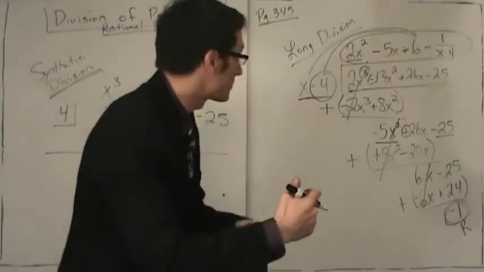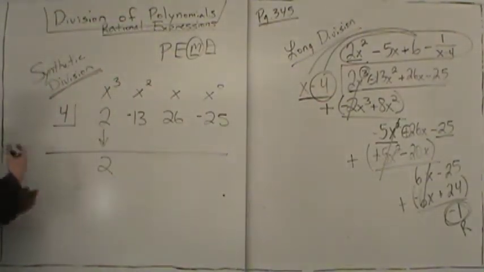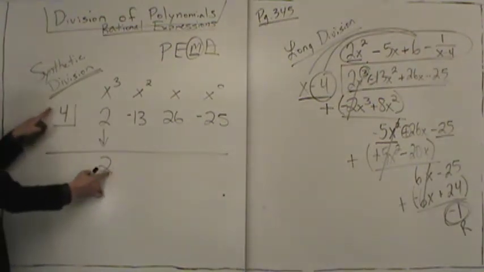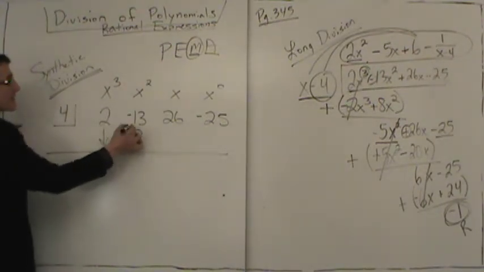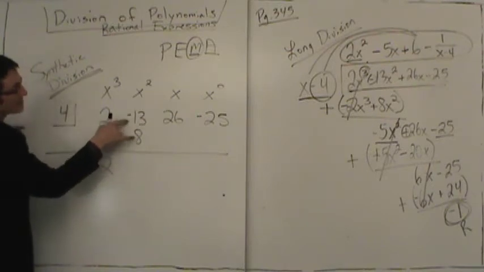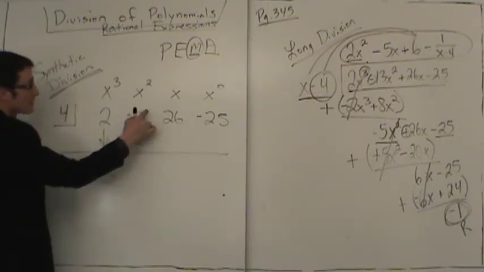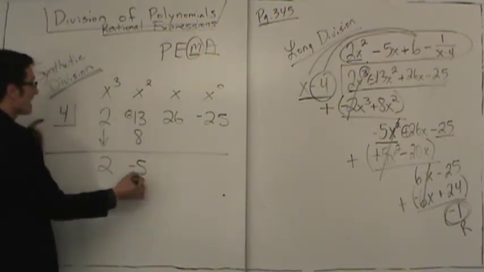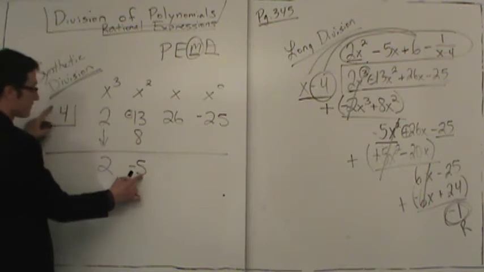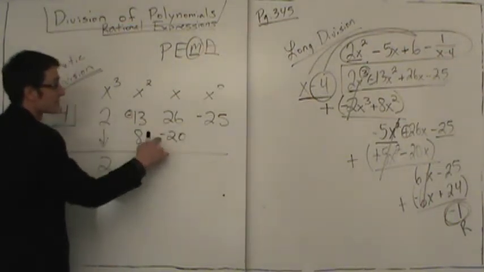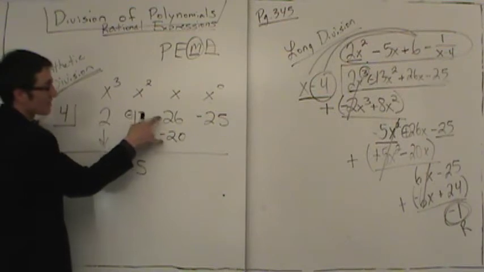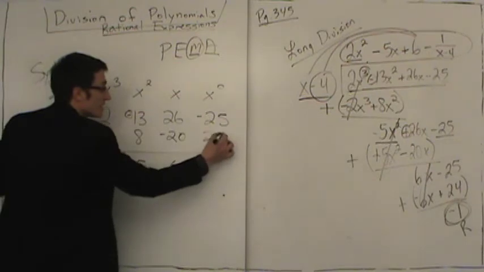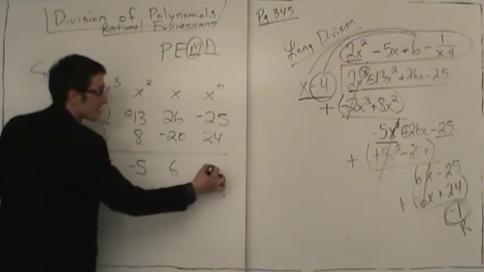And the question is, do we multiply or do we add first? Multiply or add? Hopefully you say we multiply before we add, so we start with multiplication. 4 times 2 is 8. And now add. Negative 13 plus 8. Since the signs are different, you're technically subtracting. 13 minus 8 is 5. Take the sign of the larger, which is negative. And now multiply. 4 times negative 5 is negative 20. Now add. Since the signs are different, you're technically subtracting. 26 minus 20 is 6. And now multiply. 4 times 6 is 24. Now add. Negative 25 plus 24 is negative 1.